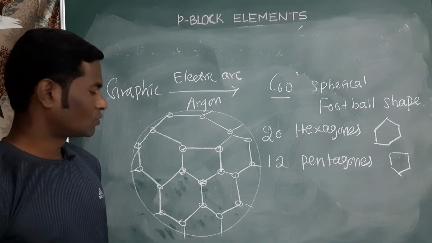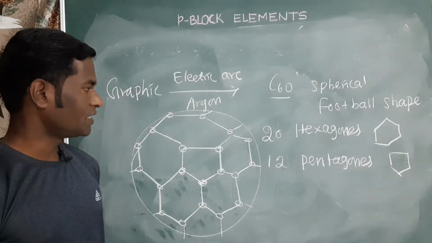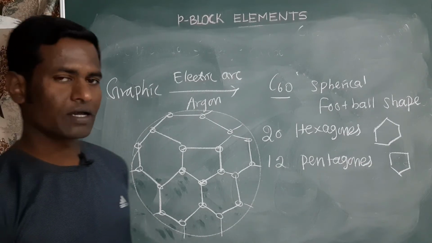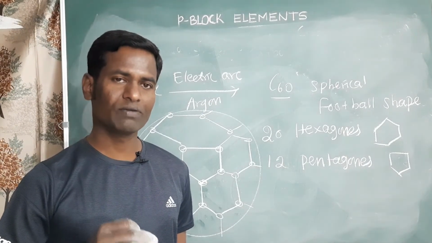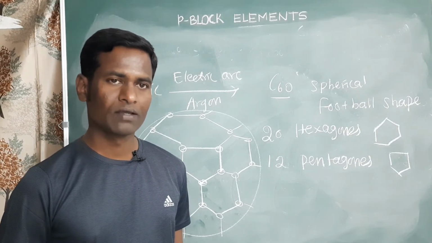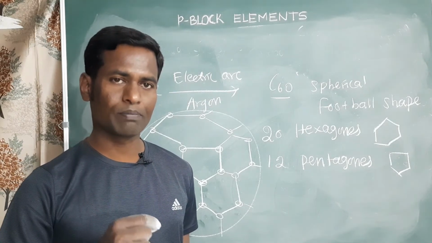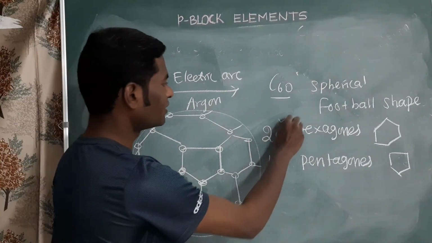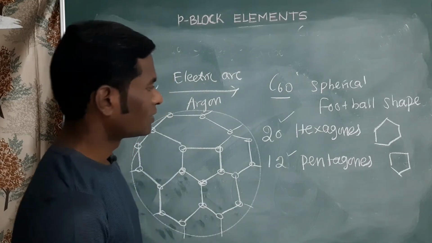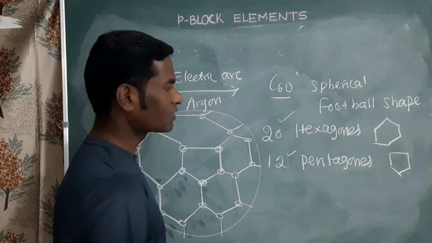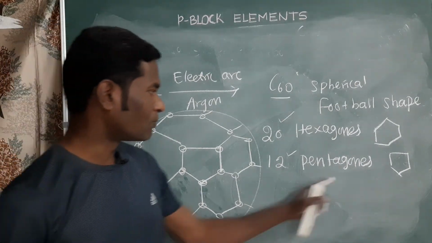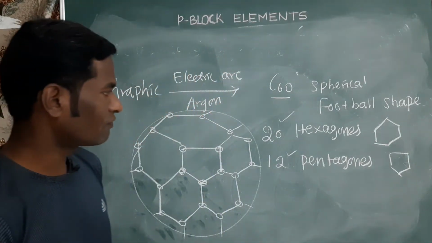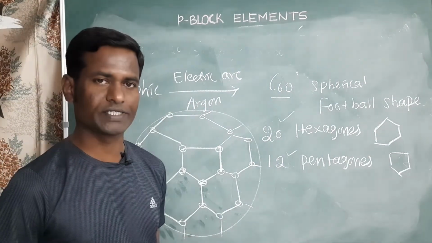So two important allotropic forms of carbon are amorphous and crystalline. Under crystalline, we discussed diamond, graphite, fullerene. Fullerene is one of the pure forms of carbon. When graphite is heated in the presence of noble gases, we get C60. It contains 20 hexagons, 12 pentagons. A hexagon can be fused with another pentagon or hexagon, but a pentagon can be fused only with a hexagon. Geometry is spherical or football shape.